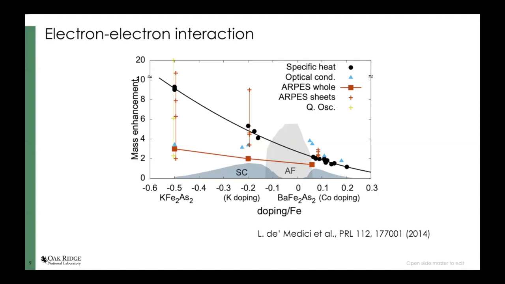I don't know if you can see the icon or not, but you can clearly see the effective mass basically increases from the electron-doped side to the hole-doped side. This is somewhat consistent with the Hund's picture, because on the electron-doped side you are far away from the Hund's regime, while if you go to the more hole-doped side, you are closer to the Hund's regime.